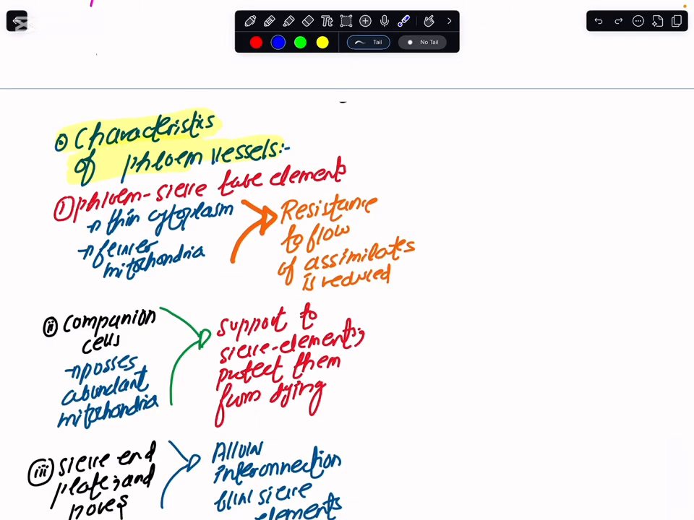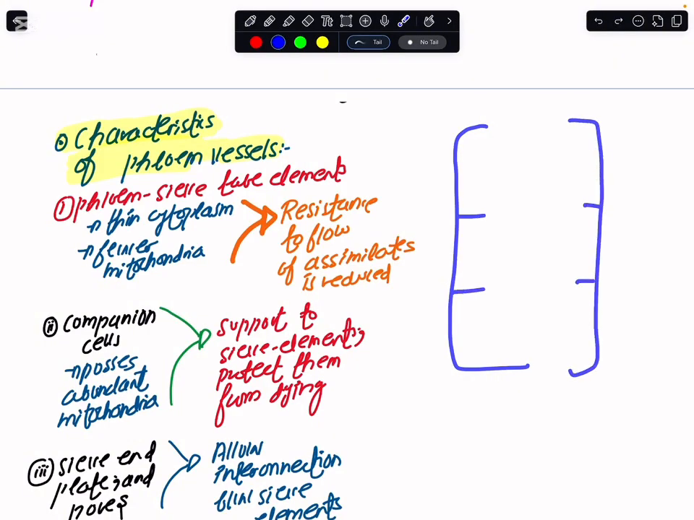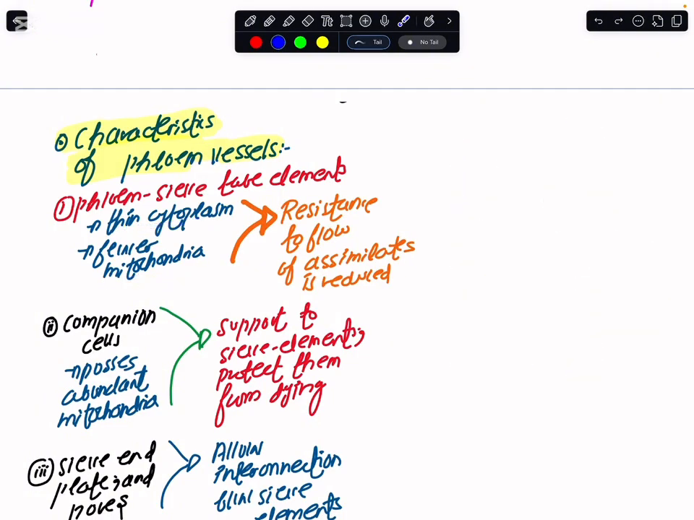Now, let me quickly tell you about the characteristics or the structure of the phloem, and how this is related to its function. In the long phloem tubes, we have these phloem sieve tube elements, the individual cells of the phloem vessel. They have thin cytoplasm and fewer mitochondria. This has an advantage because the resistance to the flow of the sucrose and the amino acids is minimized. Other than that, the phloem vessels are accommodated by the companion cells, which have abundant mitochondria in them, and that provides life support to the sieve tube element and protects them from dying.